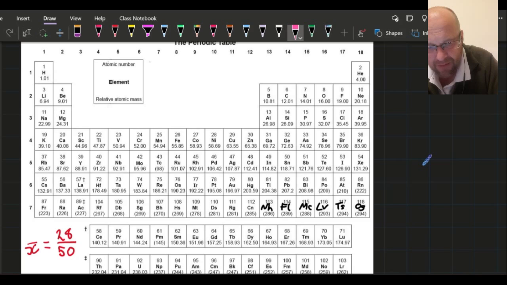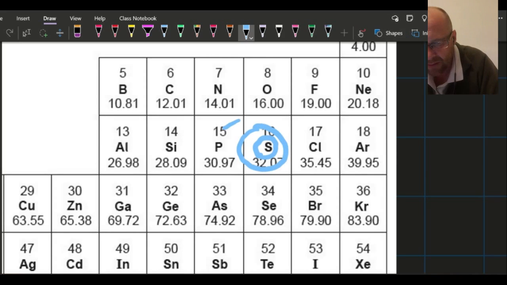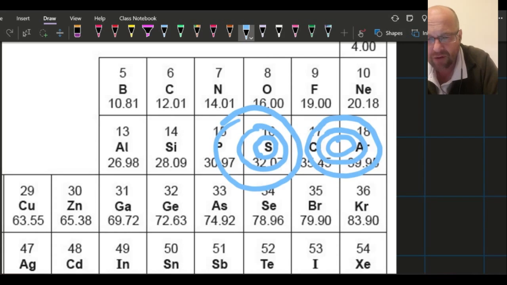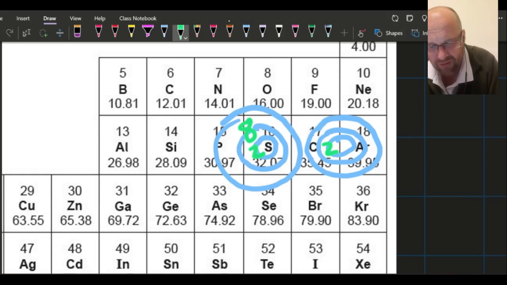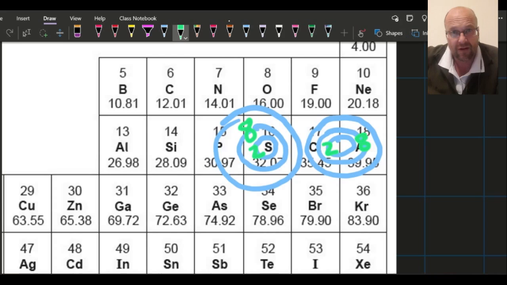So sulfur and chlorine. Well, if I zoom in, sulfur has 3 shells because it's in period 3, but the chlorine also has 3 shells. So you can't say chlorine's got a different number of shells. That's not true. You can't even mention the number of shielding electrons because sulfur has 2 here and 8 there. Chlorine also has 2 there and 8 there. They have 10 shielding electrons that are between the valence shell and the nucleus. So where are my 2 points?